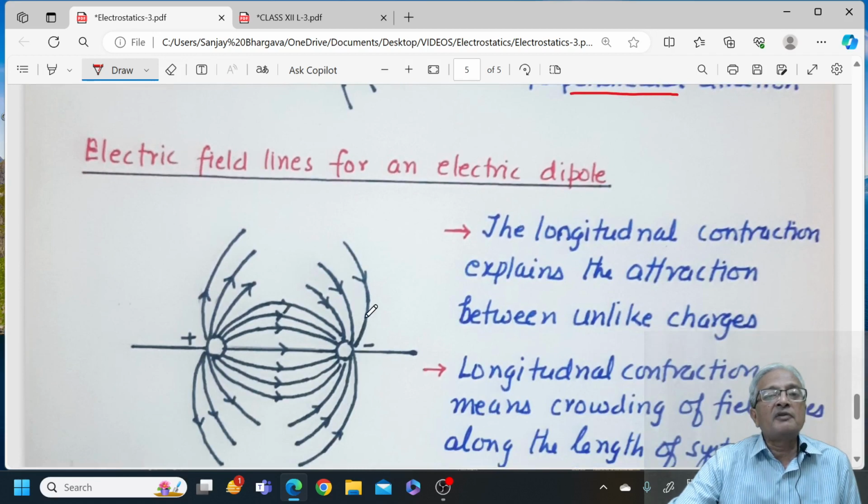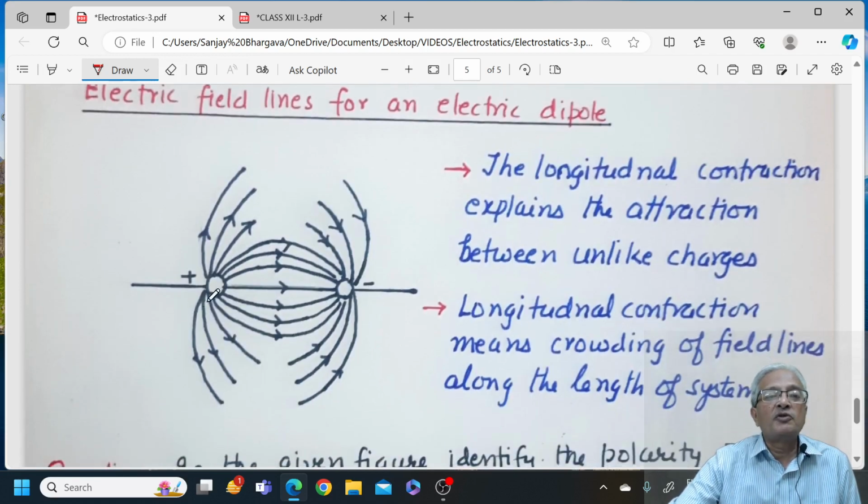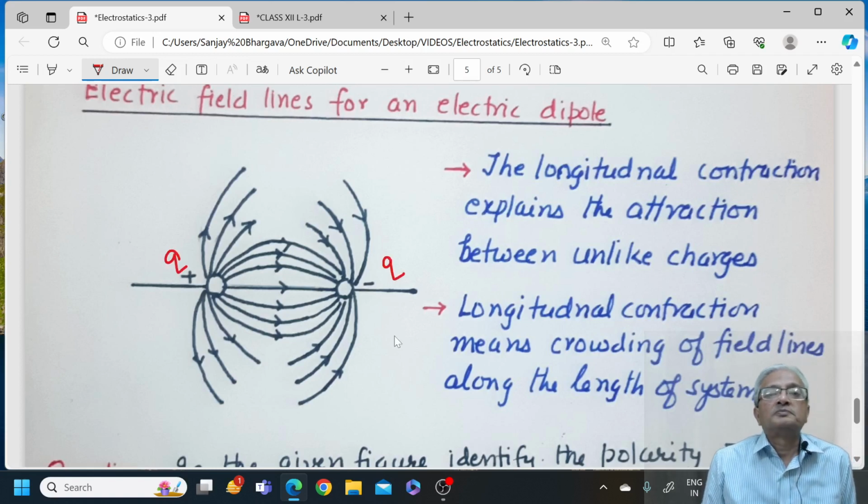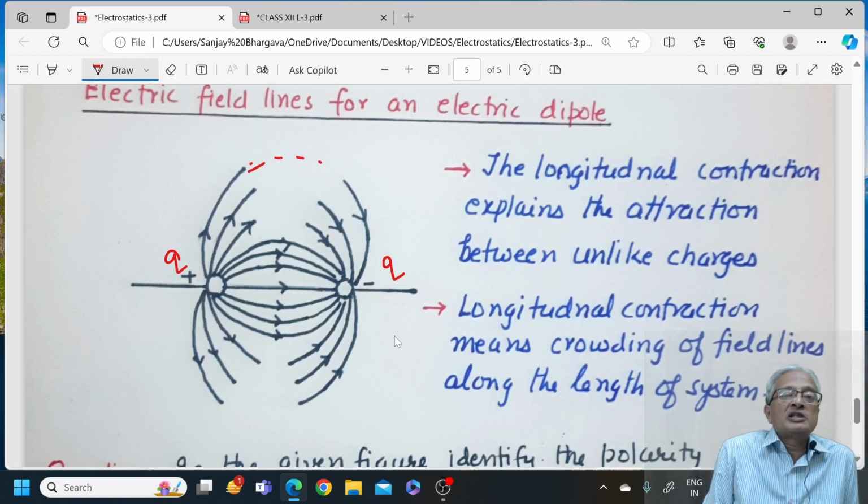Now we have electric field lines for a system of equal and opposite charges, positive charge Q, and here is minus Q. Such a system is basically called a dipole, has two poles, a positive one and a negative one. Here field lines would be moving from the positive charge and would terminate at the negative charge. See, these field lines are also completing their path in space and seem to move from positive to negative charge.